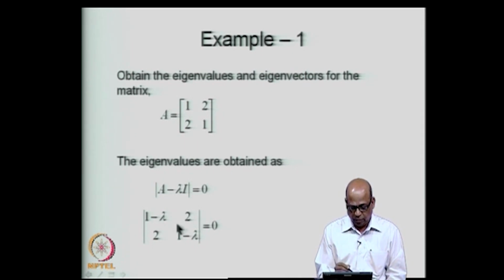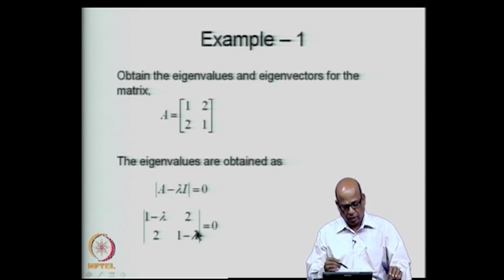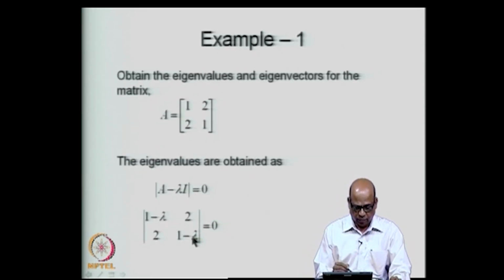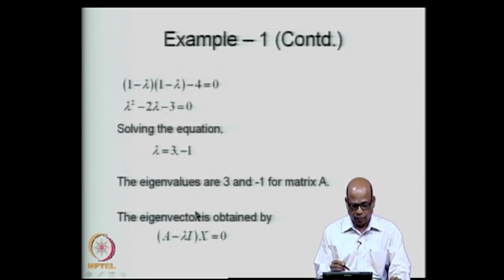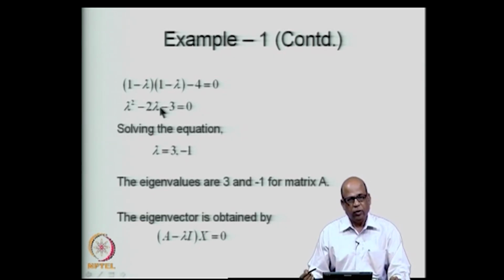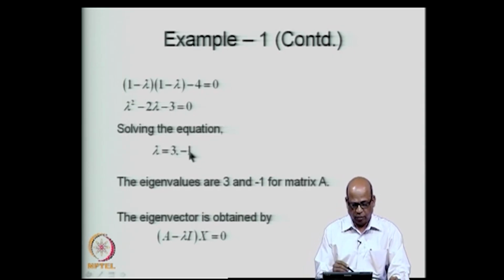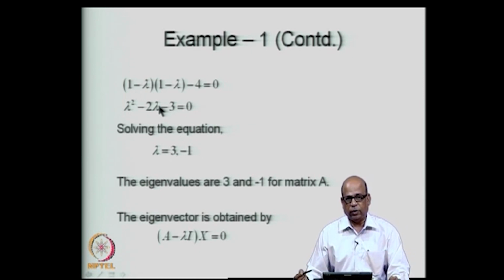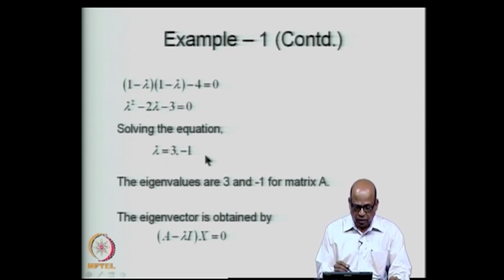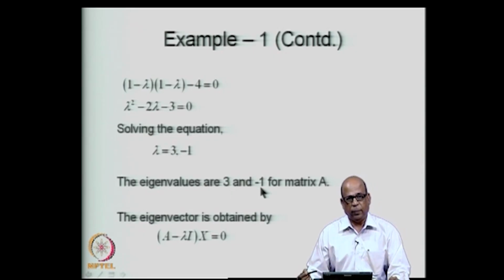So, from here this is the determinant. I can form an expression for lambda, and this is equal to 0. So, I will get 1 minus lambda into 1 minus lambda minus 4 is equal to 0, or you get the expression lambda square minus 2 lambda minus 3 is equal to 0. When you solve this quadratic, you get two solutions, lambda is equal to 3 or lambda is equal to minus 1, both of these satisfy this expression, and these are the eigenvalues for the matrix A. So, the eigenvalues are 3 and minus 1 for the matrix A.